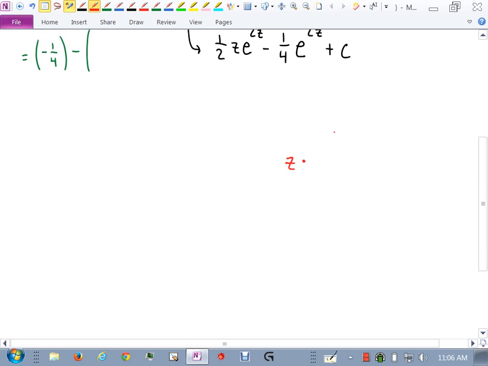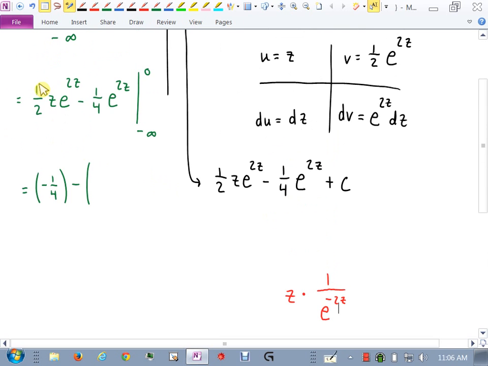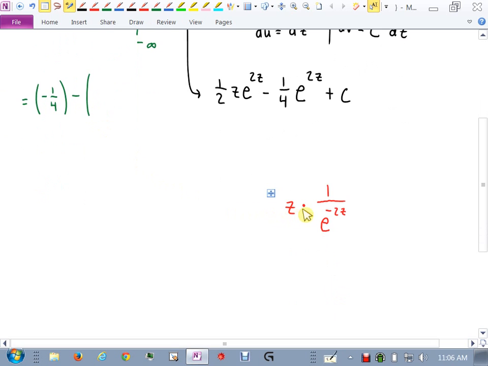Z times, I'm going to write it like this. Watch, 1 over... no, what was it? It was, okay, e to the negative 2z. Do you agree that that's the same exact problem as this right here? Z e to the positive 2z is the same as z times 1 over e to the negative 2z, because you just pop that back up. Yes? Agreed? And I could even write that as z over e to the negative 2z.